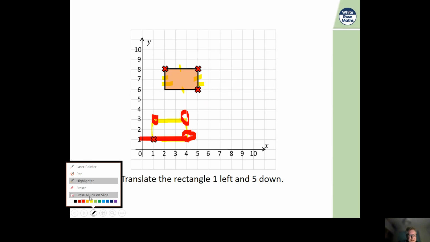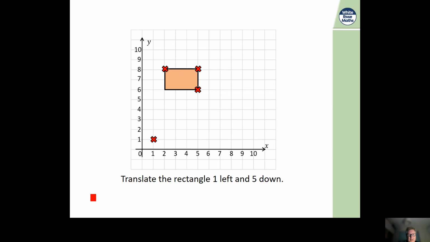I'm going to erase all the ink now. Okay. Back. That's our start point. Interim movement, mid movement, translation, translation. So each of these points is what's going to happen to the next point.